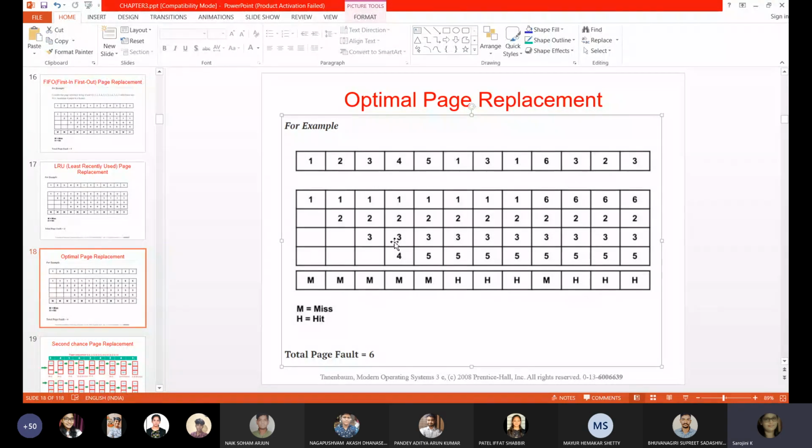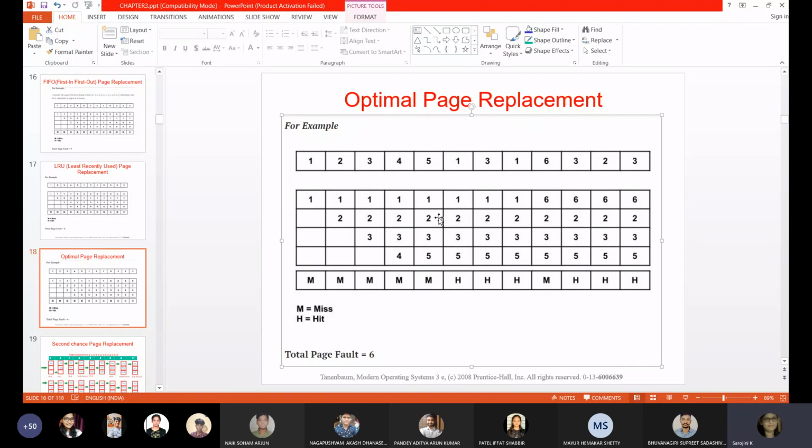Which page will come? Page number 5 will come. After page 5 comes, the main memory looks like this: 1, 2, 3, 5 are there. Now, which page will come? Page 1 will come. Page 1 was already there in the main memory, so this is not a page miss. This is a page hit. Already there, no? So here we marked page hit.